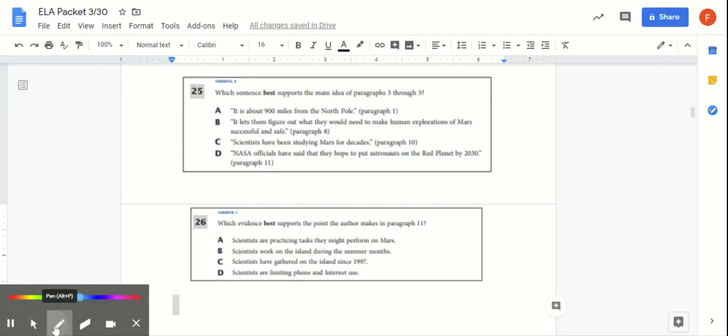Number 25. Which sentence best supports the main idea of paragraphs 3 through 5? A. It is about 900 miles from the North Pole. B. It lets them figure out what they would need to make human explorations of Mars successful and safe. C. Scientists have been studying Mars for decades. D. NASA officials have said that they hope to put astronauts on the red planet by 2030.